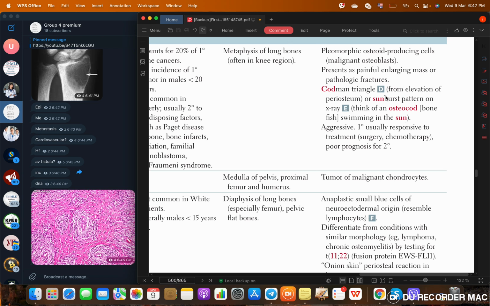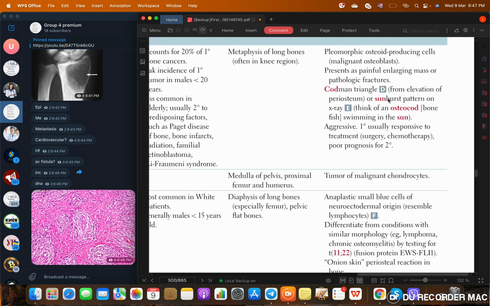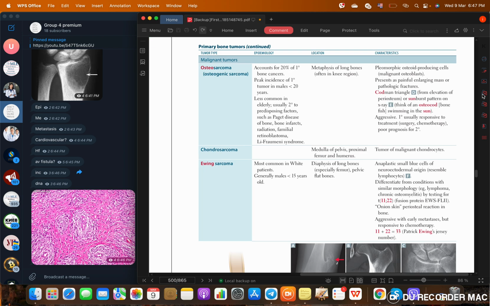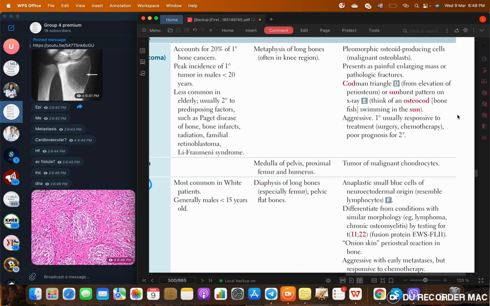Basically this is not specific for the osteosarcoma. What do I mean by that? It means that some other tumors can have it as well. I'm speaking about the osteosarcoma, the sunburst appearance. Rarely, except for the onion shaping in case of Ewing sarcoma, they can have the sunburst appearance. So be careful about that.